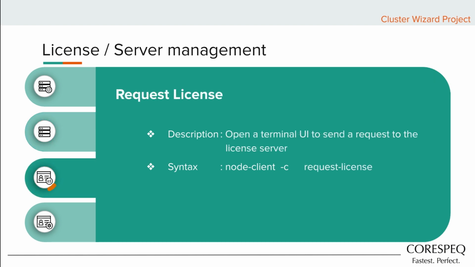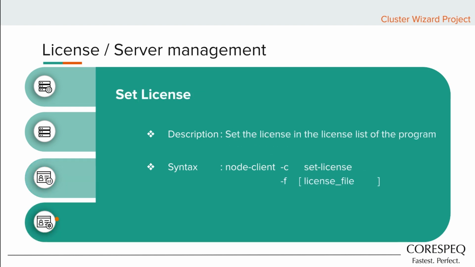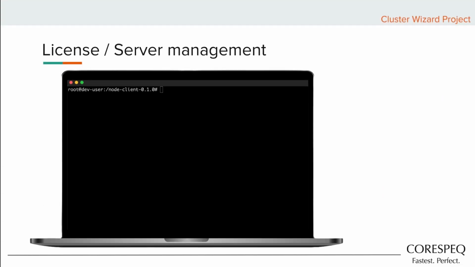The request license command opens a terminal UI to send a license request to the license server. Again, this command does not need any additional inputs. Lastly, the set license command sets the license in the license list of the program. This command needs the license file as the input. Now let's have a look at the demonstration video for registering the server and setting up the license.